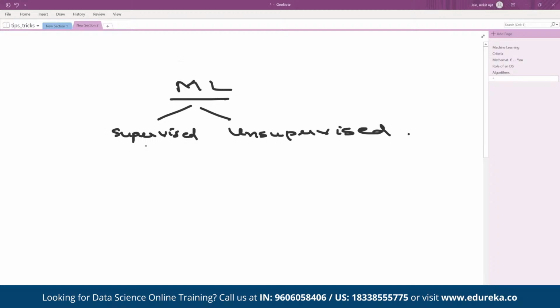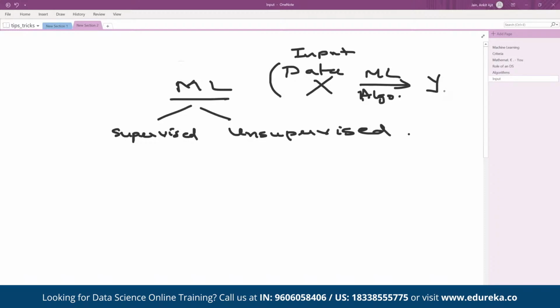Now, what is supervised learning? As I explained before, the whole art of machine learning is feeding in data. We call it input data. Mathematically, input data is represented as x. From this input data, we feed it into a machine learning algorithm, and it will predict a y, it will give an output.